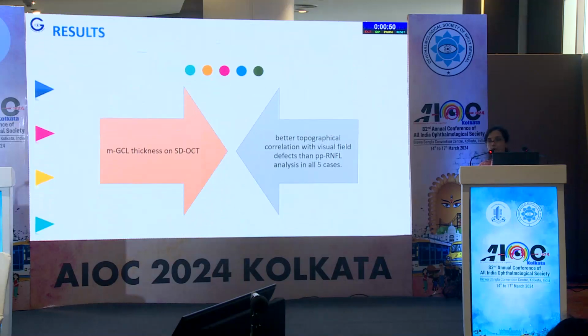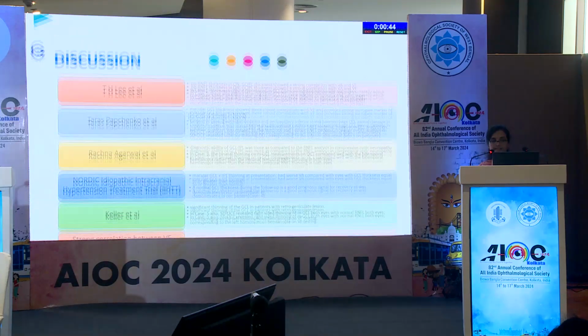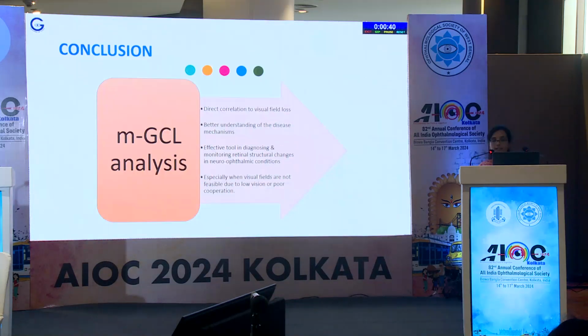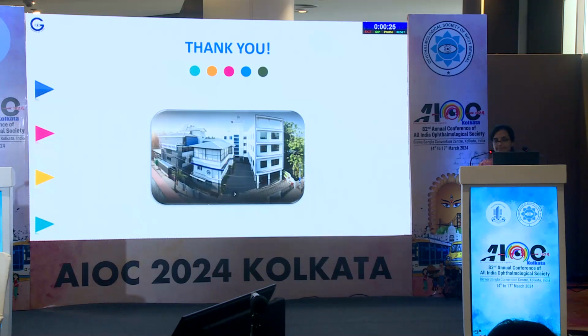So what I would like to point out is that macular GCL analysis has a better correlation with the visual field changes than the peripapillary RNFL analysis, and this was shown in many studies by many previous authors. And to conclude, macular GCL may have a direct correlation to the visual field loss. It's an effective tool in diagnosing, monitoring, and prognosticating neuro-ophthalmic conditions, especially when visual fields are not feasible due to low vision or poor cooperation. Thank you very much.